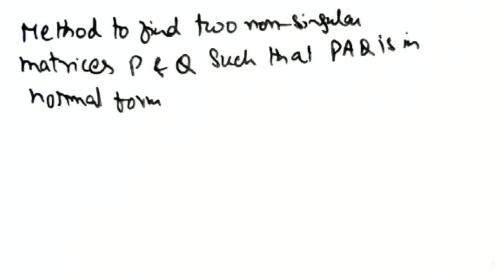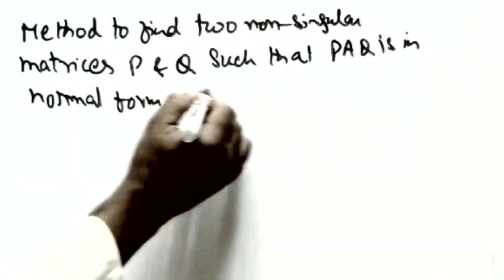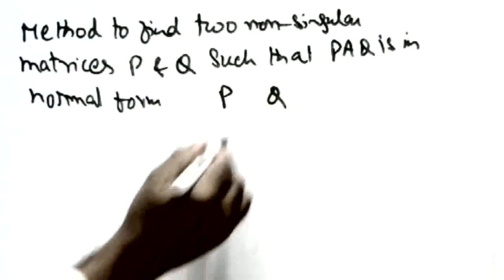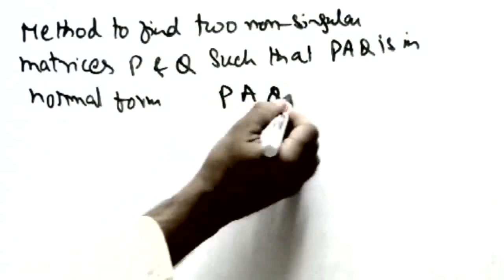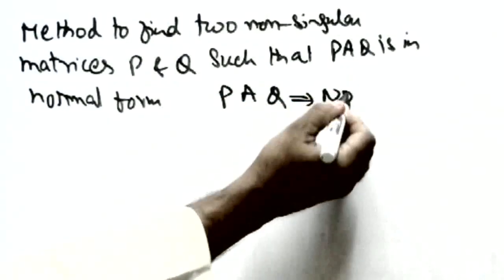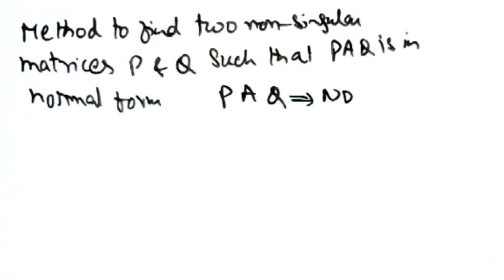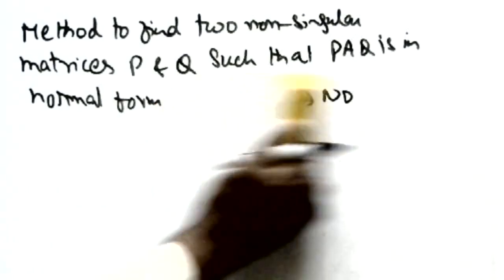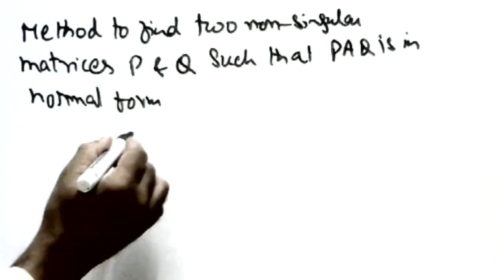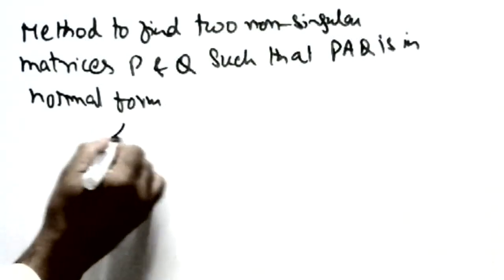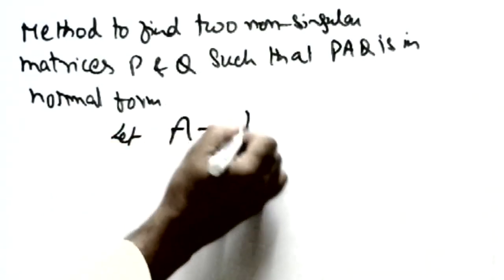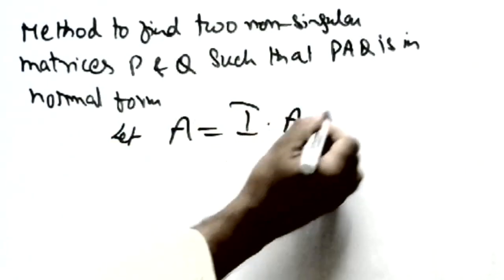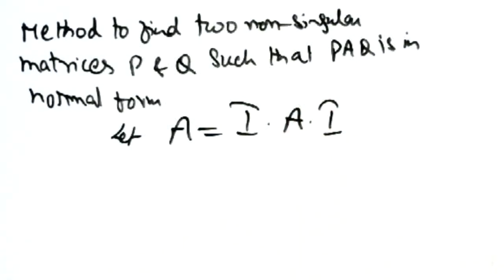Now see here the next topic: method to find two non-singular matrices P and Q such that PAQ is in the normal form. To find two matrices P and Q such that if we multiply P, A and Q we must get the normal form. So how the method is, you see here. If we see the method and practice one question, we have to start like this. Let A equals I into A into I.